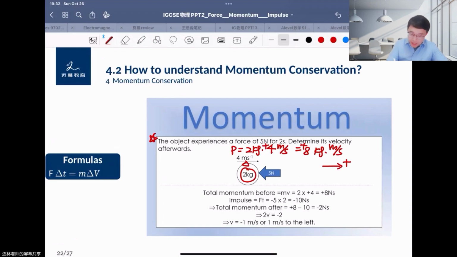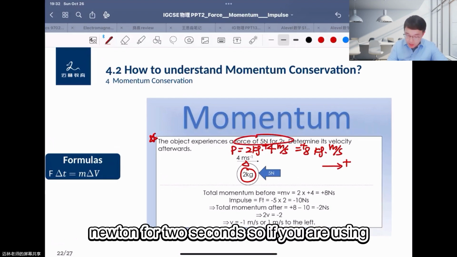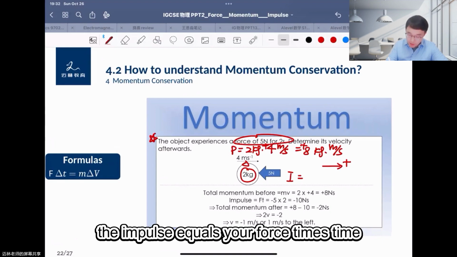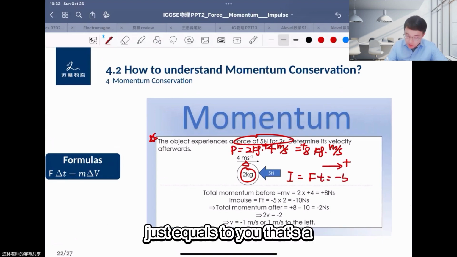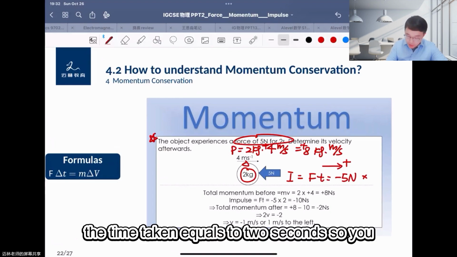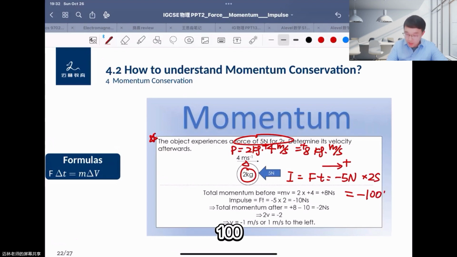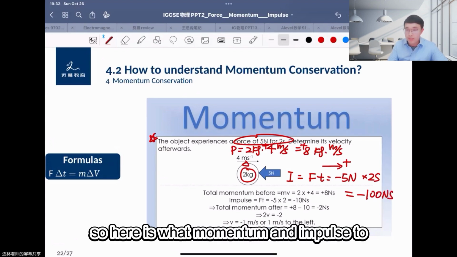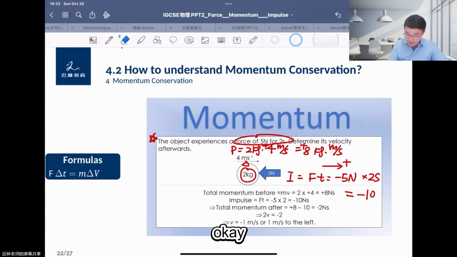And here you can find the object experiences a force of 5 Newton for 2 seconds. So if you are using the impulse equals to force times time taken, here the force just equals to net negative 5 Newton, right? The time taken equals to 2 seconds, so we can multiply them together and it's negative 10 Newton second. Okay, sorry, negative 10. My fault.